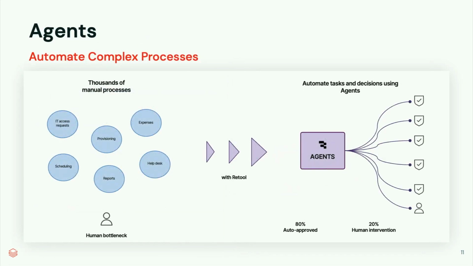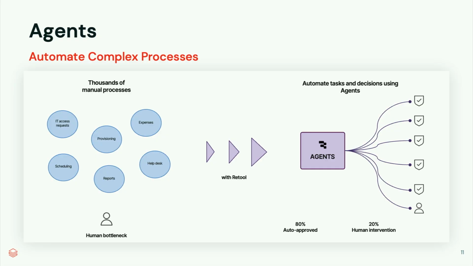So what can you do with agents on top of your data, right? There's thousands of manual processes out there. Things like expenses, reports, scheduling, provisioning, IT access requests, many of which have core underlying data that resides in Databricks today, and it just needs to be unleashed and unlocked for your agents to make decisions on that data.